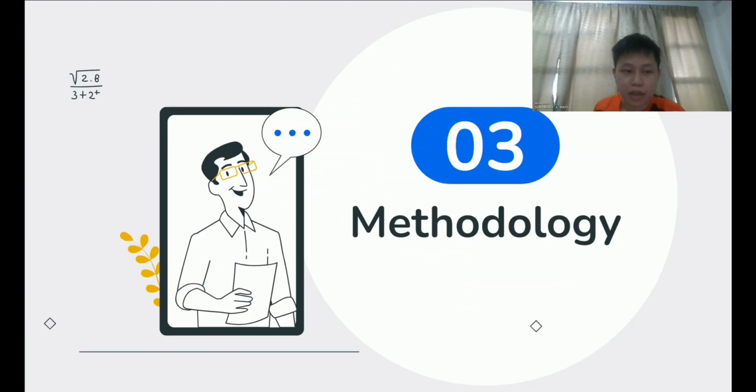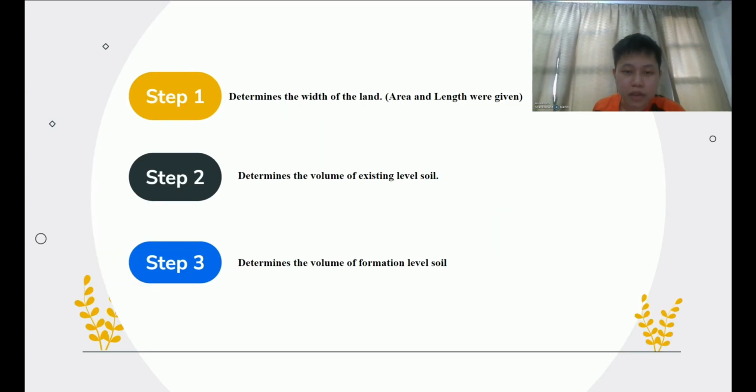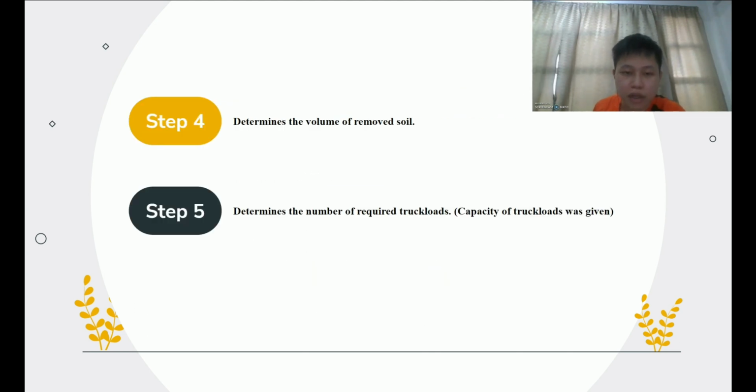My name is Sundipo, and now I will present the methodology. Step 1 is determine the weight of the land. The area and the length are given, and the next step is determine the volume of existing level soil. And step 3 is determine the volume of formation level soil. And step 4 is determine the volume of removed soil. And the last step is determine the number of required truckloads.